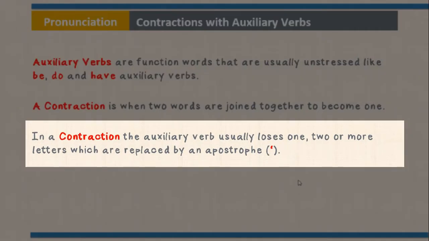In a contraction, the auxiliary verb usually loses one, two, or more letters which are replaced by an apostrophe.